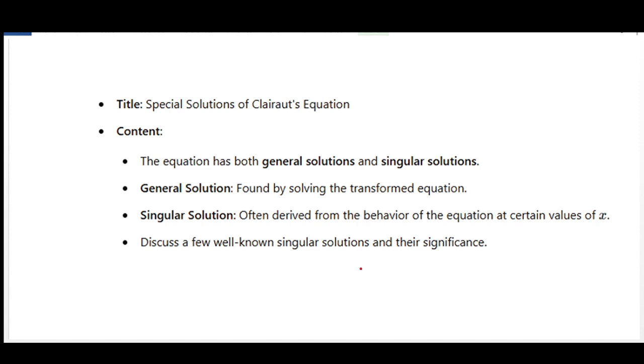One more is the singular solution. Often the derivative we are going to take from the behavior of the equation at certain values of x. So sometimes when you don't find the general solution, we'll find the singular solution just by differentiation. That is the only thing.